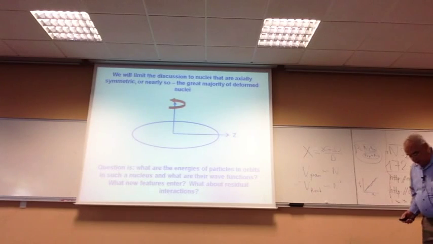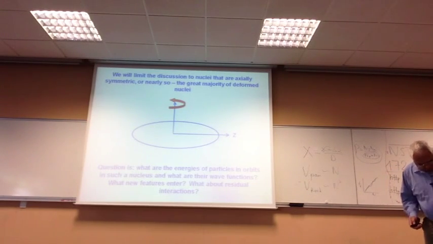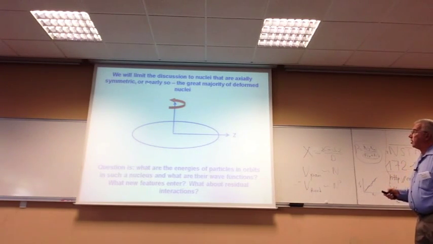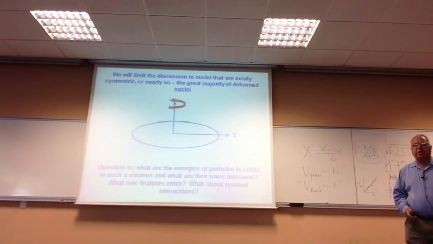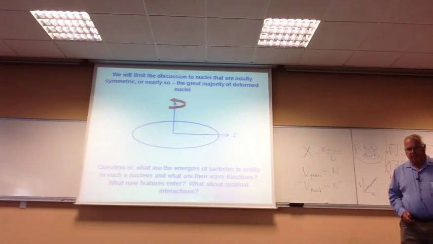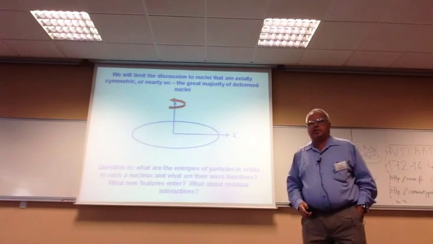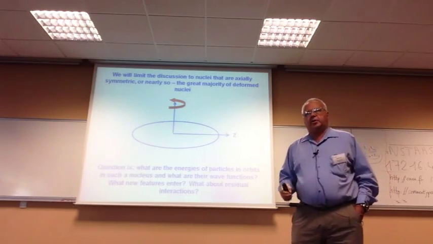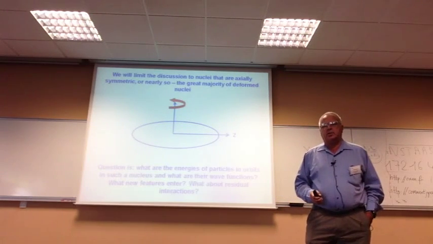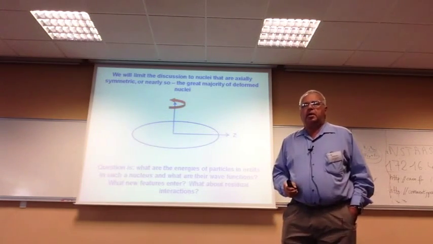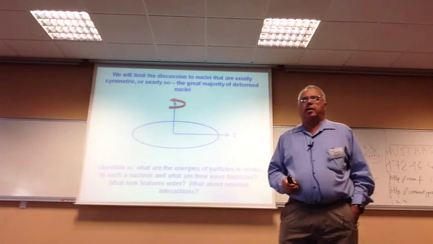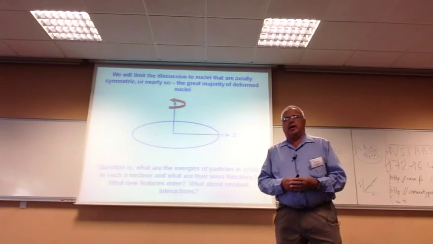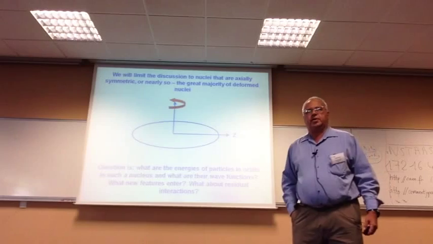So just to start the discussion, we're going to limit ourselves to nuclei that are axially symmetric or nearly so. The vast majority of deformed nuclei are very close to axially symmetric. You remember this parameter gamma, which can range from, in one convention, 0 degrees for a prolate deformed nucleus to 30 degrees for maximum asymmetry to 60 degrees for oblate. In most deformed nuclei, gamma is between 0 and about 12 or 13 degrees.